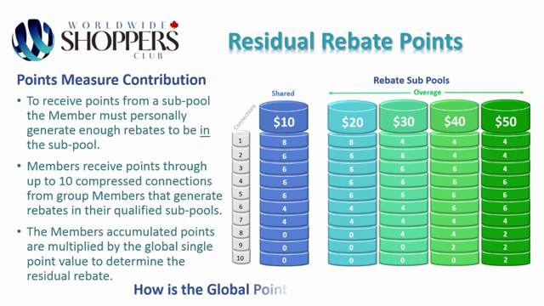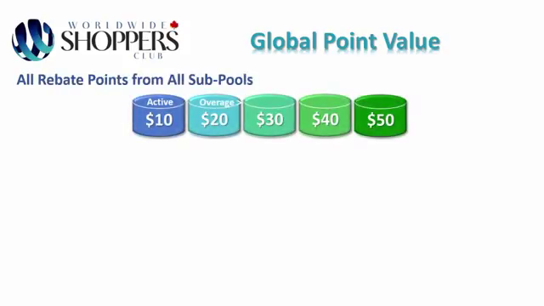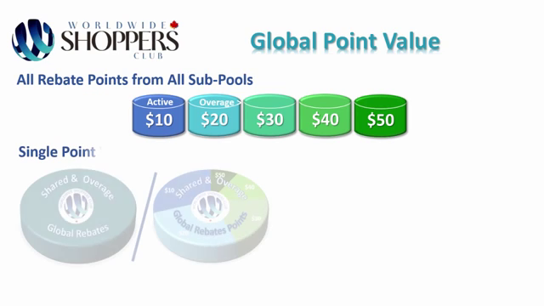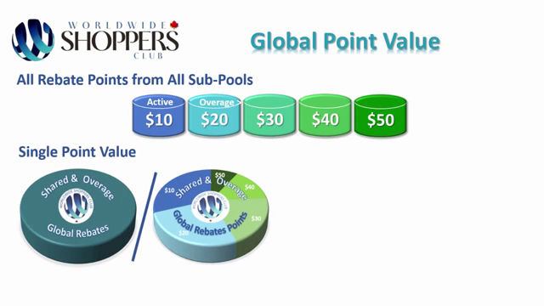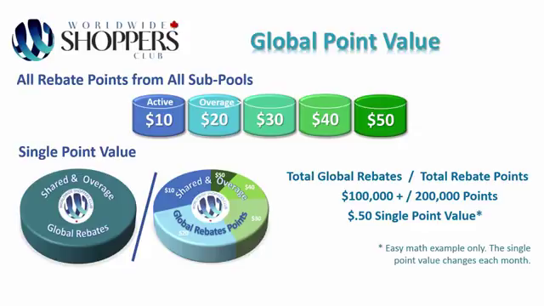So how do we determine the global point value? The first thing we do is take all of the points from all of the subpools, and that gives us the global rebate points. Let me give you a very simple example. You take your total global rebates divided by the global rebate points. Let's suppose the global rebates was $100,000 and the total points was 200,000. That would make the single point value 50 cents. Again, we've done that for very easy math. These in no way equate to what the actuals are going to be.